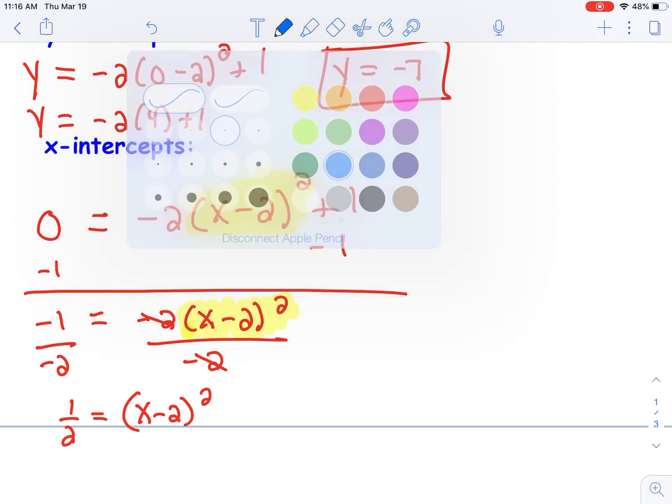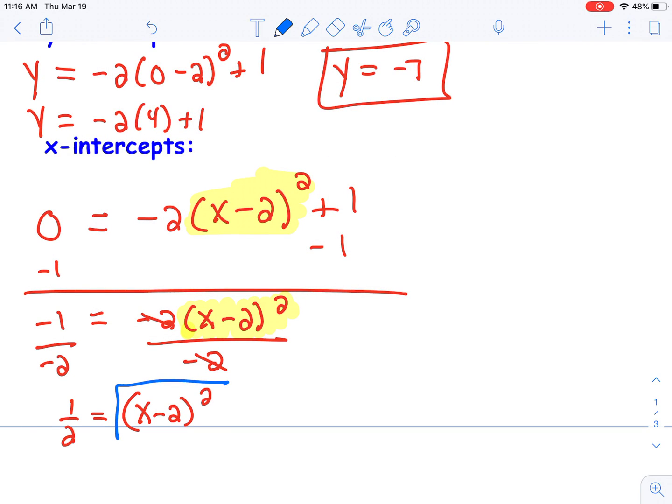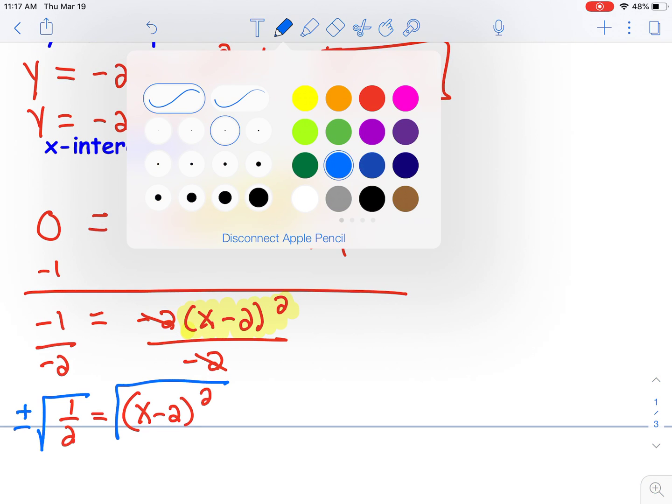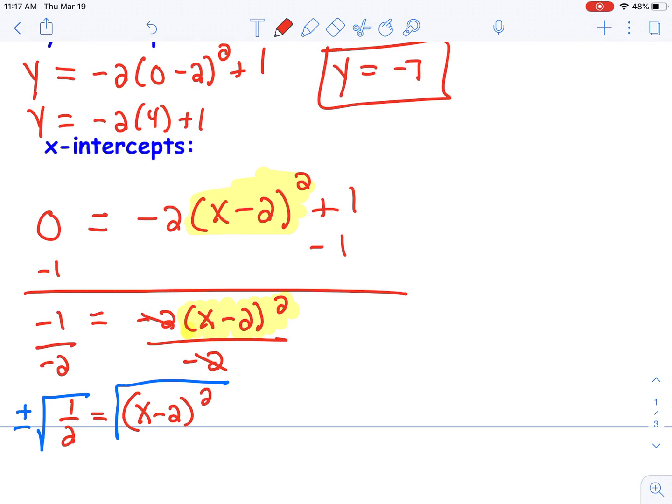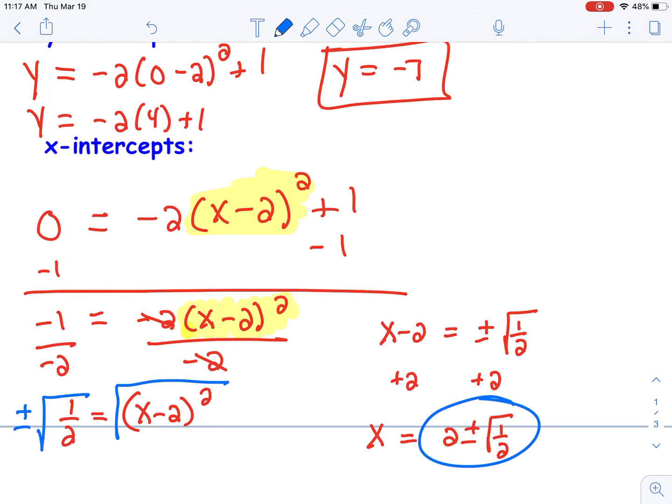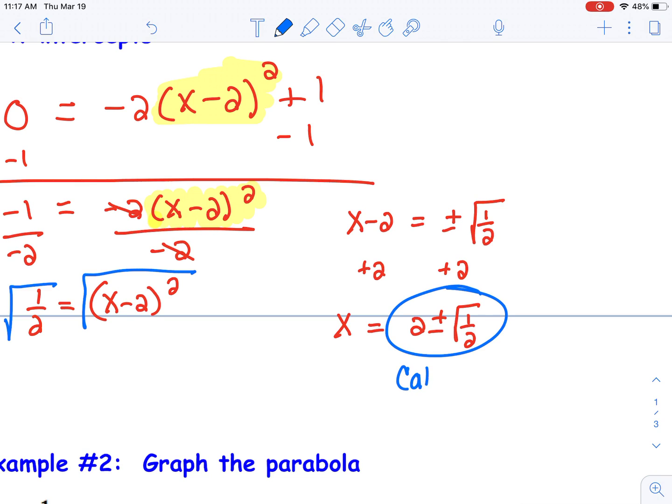Once I get the squared piece of my equation alone, I'm going to use the square root property, which says take the square root of both sides. Don't forget your plus and minus. So I have x minus 2 is equal to plus or minus the square root of 1/2. Add 2 to both sides, and I get x is equal to 2 plus or minus the square root of 1/2. You're going to put this in your calculator to get your 2 points.